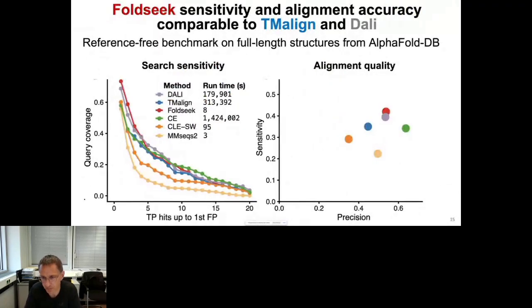Because we wanted to also have a benchmark that can compare full-length protein structure models, we use the AlphaFold database, and I cannot go into the details, but this is a reference-free benchmark where we use LDDT scores to decide whether a residue is in a part of an alignment that is structurally correct or not. And again, we see that Foldseek has similar sensitivity to discover correct alignments as TMalign and Dali, so that you can see here these 3 cluster relatively well together. So high is good. Whereas CLE, this backbone alphabet, and MMseqs are much below.